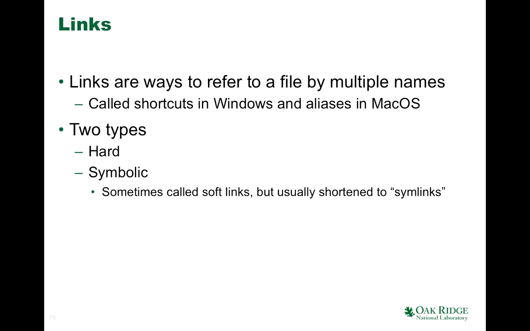Moving on into the topic of links. These are simply ways to refer to files by different names. If you're familiar with Windows or Mac OS, Windows calls them shortcuts. Mac OS calls them aliases. They're essentially the same thing. We have two major types. They're called hard and symbolic. Symbolic links are sometimes called soft links. Mostly people are lazy and they just combine the words symbolic link into symlink because that's just a little bit easier to say.